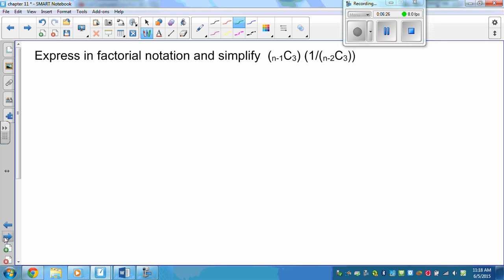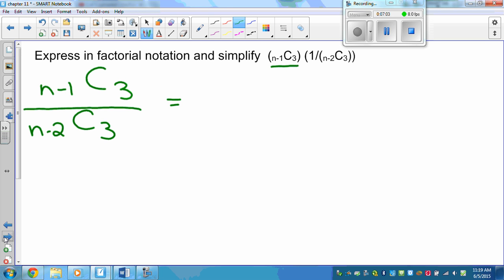Express in factorial notation and simplify. Sometimes they'll just give us variables and we actually have to do algebra. We have to show our prowess. So here we have n minus 1 C 3 and we're multiplying that by 1 over n minus 2 C 3. So let's look at n minus 1 C 3 first. Multiplying by 1 over is the same as dividing by n minus 2 C 3.